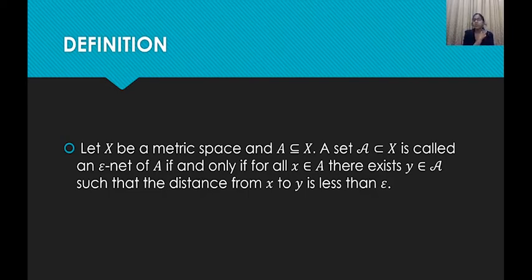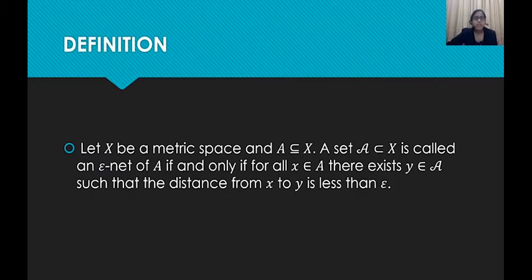Epsilon net is basically a subset consisting of some elements of the metric space which satisfy the condition that, for the subset that we are choosing, the distance between the elements in the subset and this epsilon net will be less than epsilon, and that's why it's called an epsilon net.